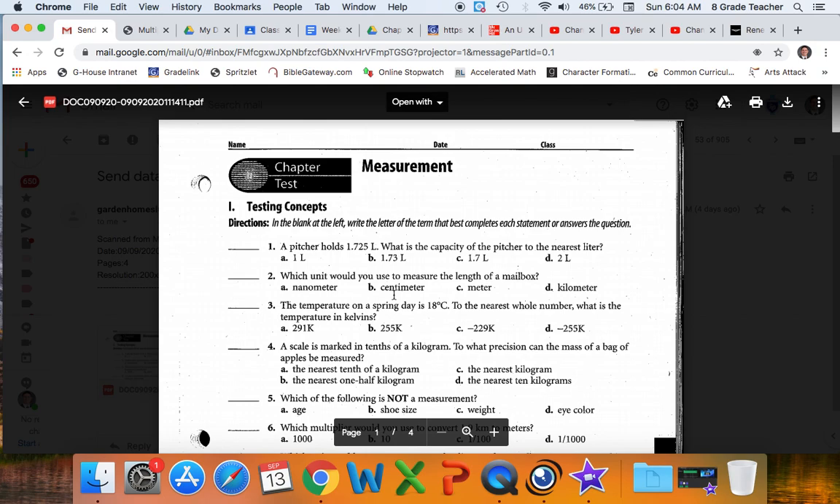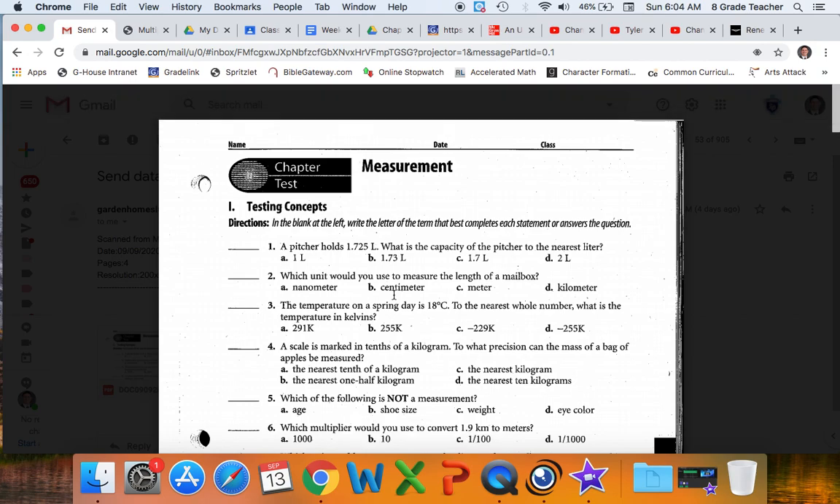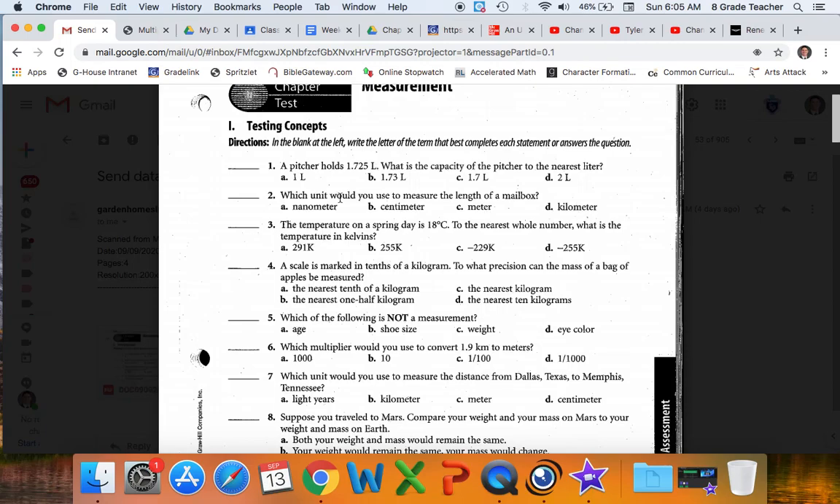Testing concepts. Number 1. In the blank at the left, write the letter of the term that best describes each statement or answer the question. Number 1. A pitcher holds 1 meters. The difference between those two temperatures is 273 degrees. So if you added 273 to that, you'd be given your actual measurement. Looks like 18 plus 273 would be.